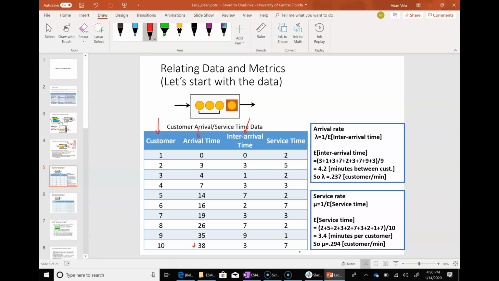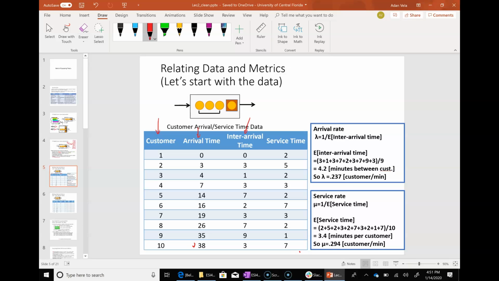So one of the things that we can do is describe the average inter-arrival time. We take these inter-arrival times, add them up, and divide by 10. Or in this case, it makes sense to add up these 9, because the first customer doesn't really have an inter-arrival time. We add up all those times and divide by 9, and that gives us the average time between customers who arrive into the system.